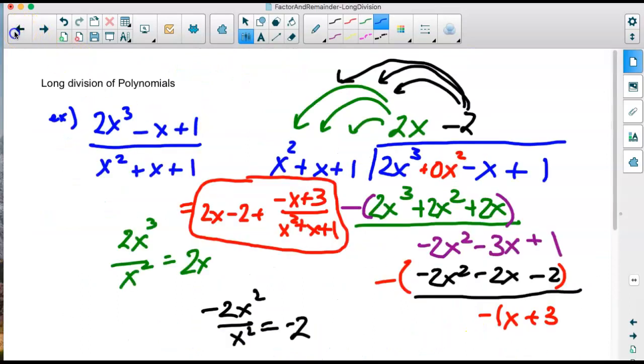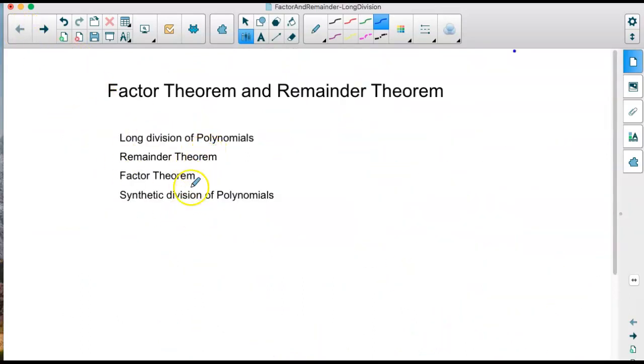All right, so that's this section. Long division, synthetic division. We have to do long division because we can't use synthetic on everything. Remainder theorem and factor theorem.